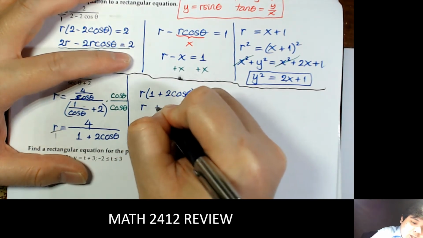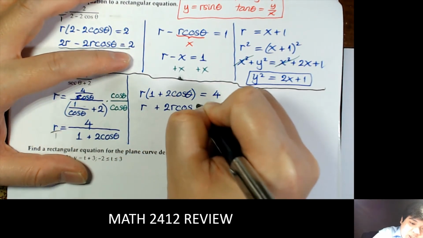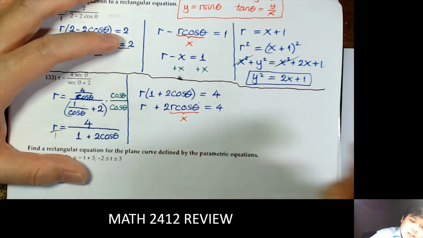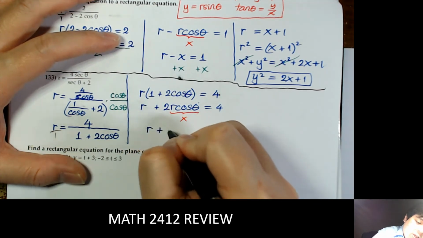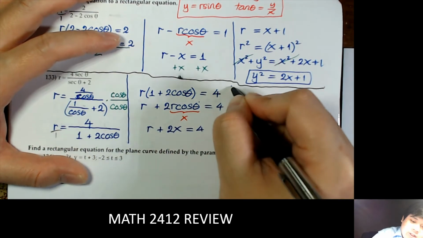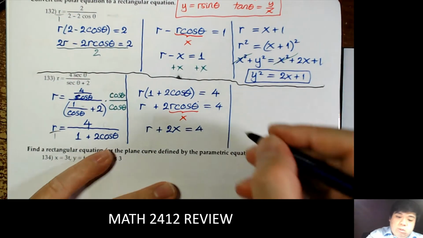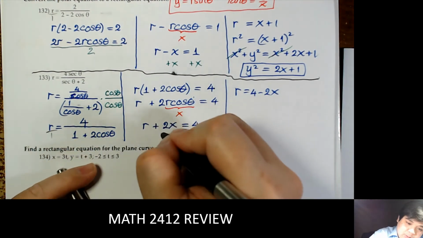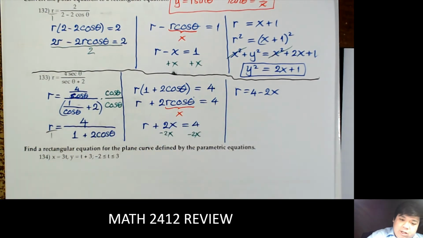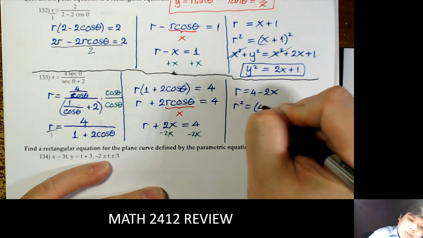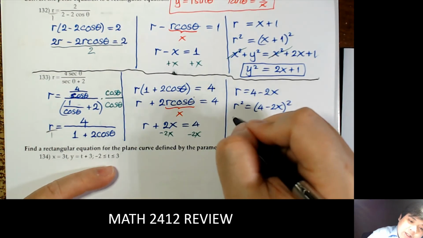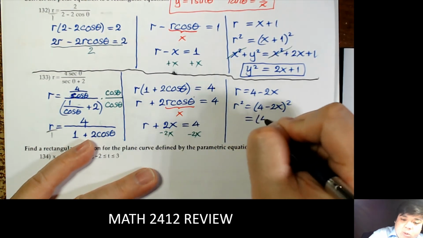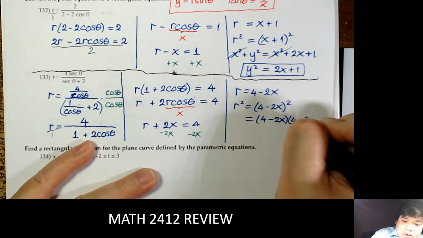Multiply out: r plus 2r cosine theta equal to 4. And r cosine theta here is x. So I have r plus 2x equal to 4. Again, we have to subtract the 2x on both sides, and then square both sides. r squared turns into x squared plus y squared, and the right hand side is 4 minus 2x, squared.